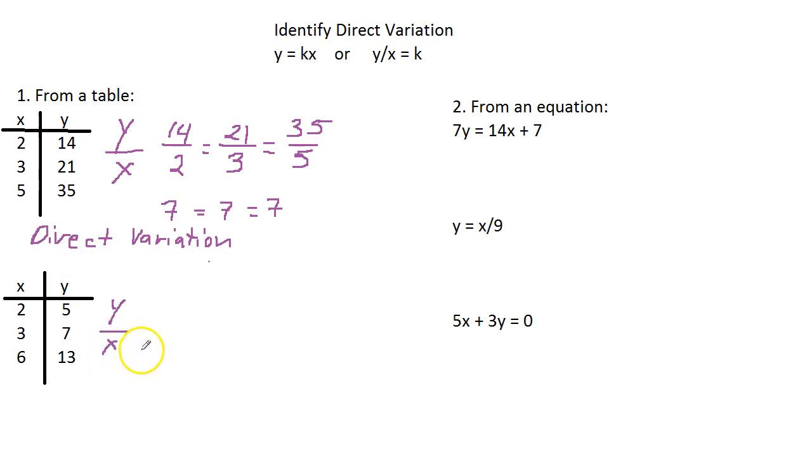All right, how about you hit pause right now and you try it yourself. Ready? Okay, you should have paused the video and tried this yourself. And let's test this. We put 5 over 2. Now that reduces to 2.5. Then we're going to put 7 over 3, and that reduces to 2.3. Now, 2.5 does not equal 2.3, so this is not direct variation.